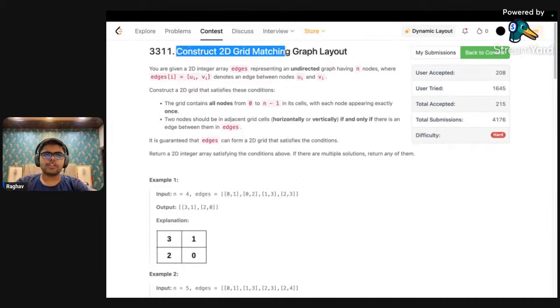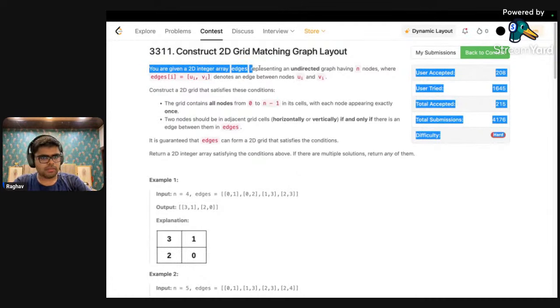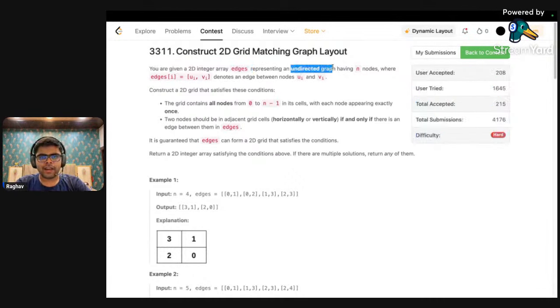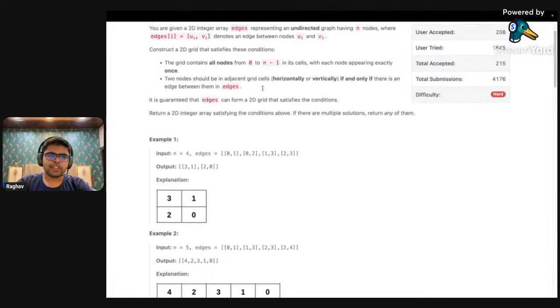The problem is construct 2D grid matching graph layout. The problem says you are given a 2D integer array edges. We are being given the list of edges representing an undirected graph of n nodes where edges[i] is ui comma vi, denoting an edge between the nodes ui and vi, and we have to construct a 2D grid that satisfies the condition.